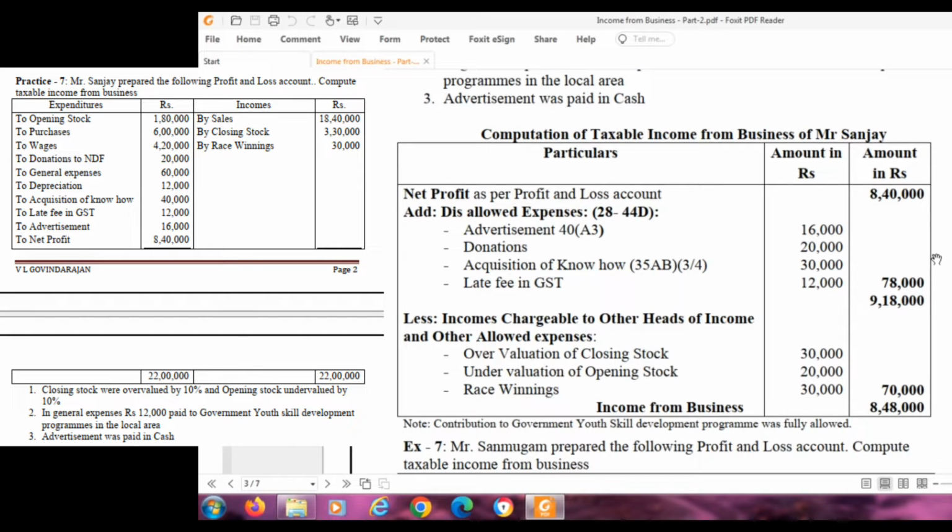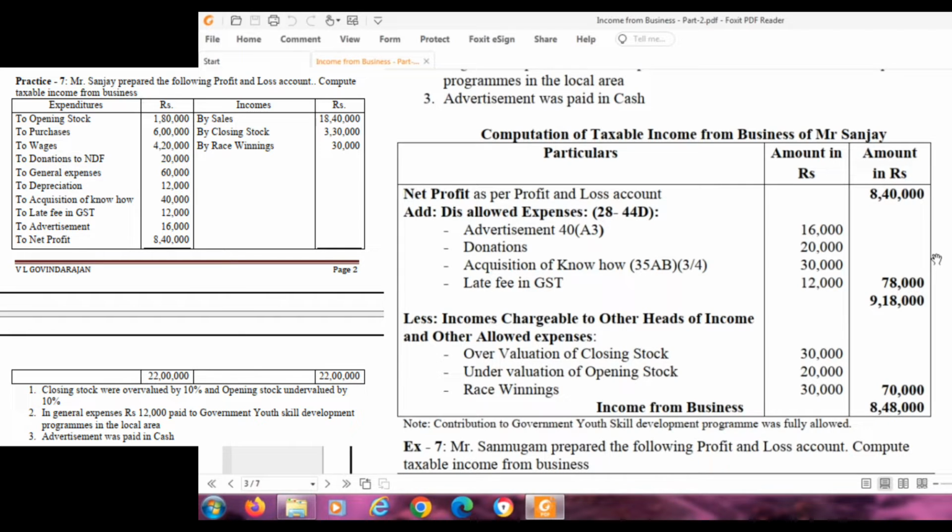Now shall we go for the debit side of the profit and loss account one by one? Opening stock, business nature. Purchases, business nature. Wages, business nature. No need to add. Donation to NDF, it's a personal nature. We have to add donations, 20,000. Next, general expenses, business nature. Depreciation, business nature. Acquisition of know-how, section 35AB: 1/4 allowed, balance 3/4 disallowed, 3/4 of the full amount.